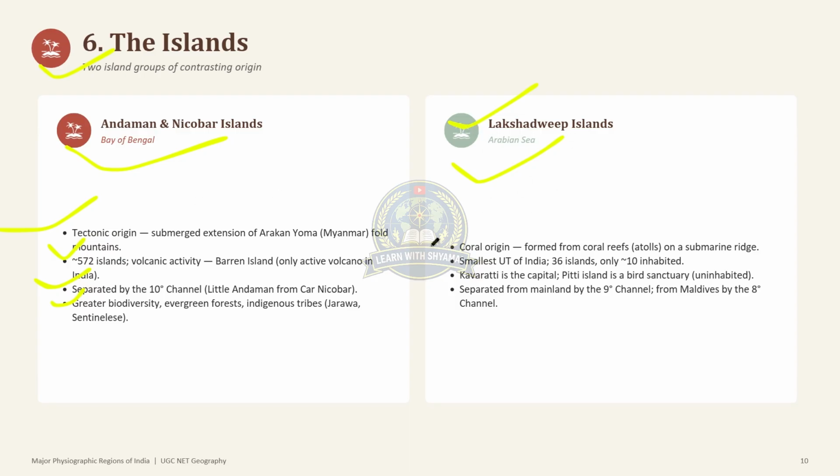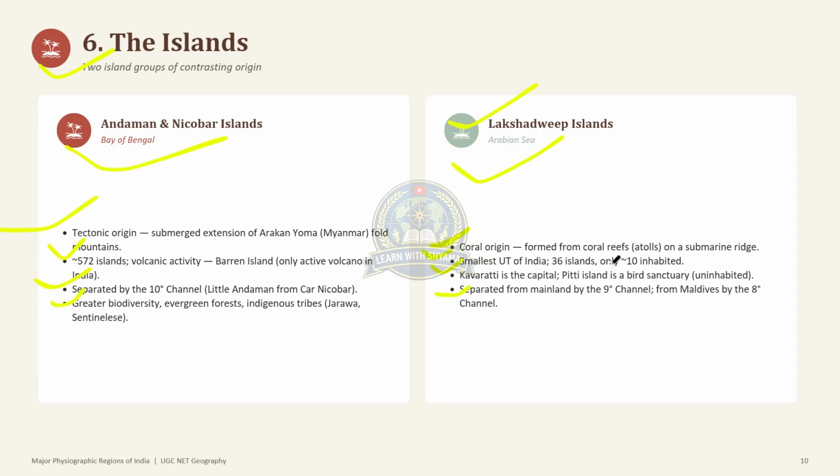In Lakshadweep Islands, coral origin, formed from coral reef atolls on a submarine ridge. Smallest union territory of India, 36 islands, only 10 inhabited. Kavaratti is the capital. Pitti Island is a bird sanctuary, uninhabited, separated from the mainland by the 9 Degree Channel, from Maldives by the 8 Degree Channel.